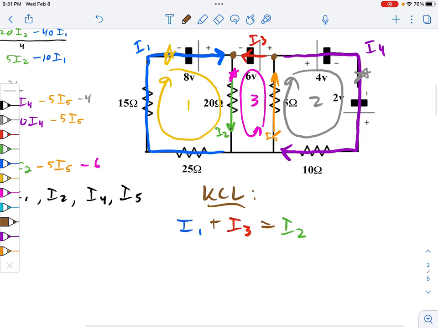I can do that. I5 goes in. What comes out? I3 and I4.